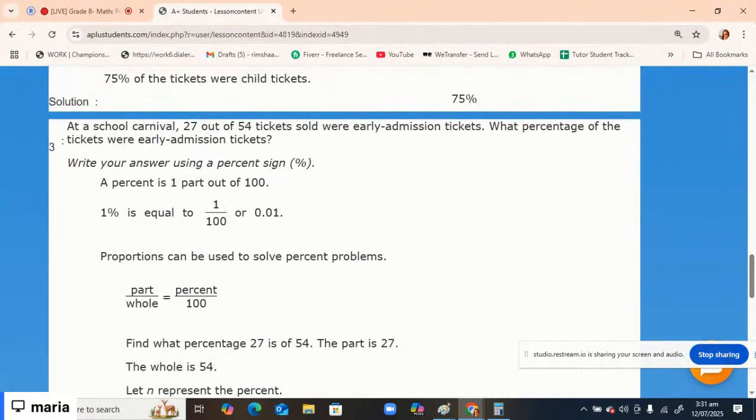At a school carnival, 27 out of 54 tickets sold were early admission tickets. Okay, what percent of the tickets were early admission tickets? 27 out of 54 tickets, they are saying, were sold. Okay, and these are the admission tickets.